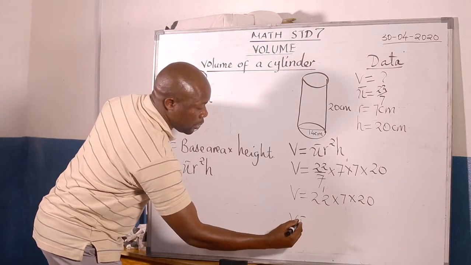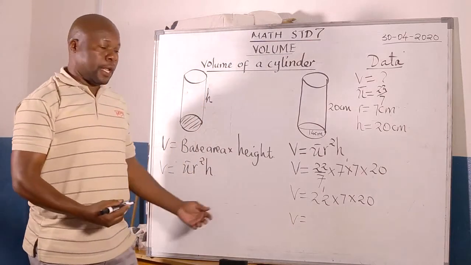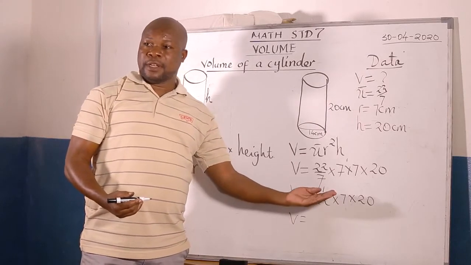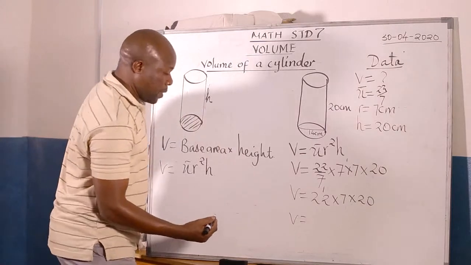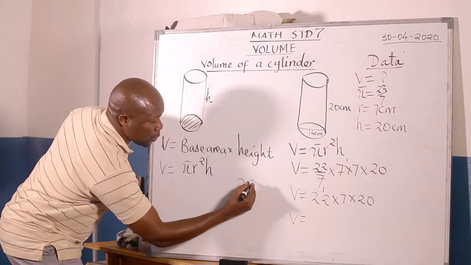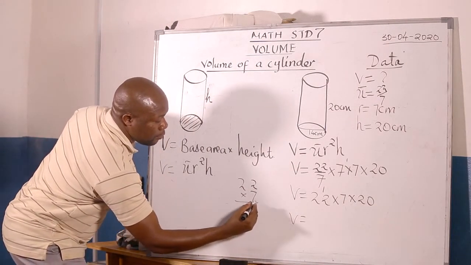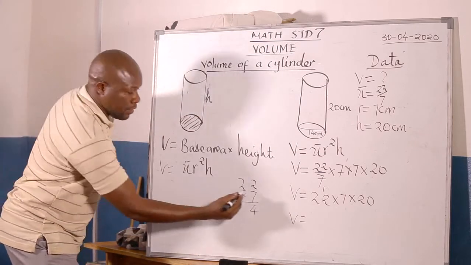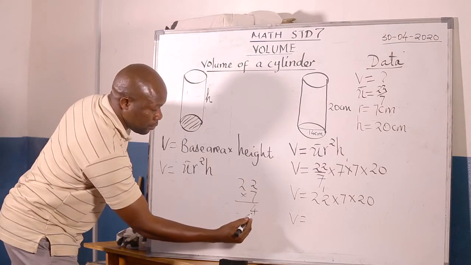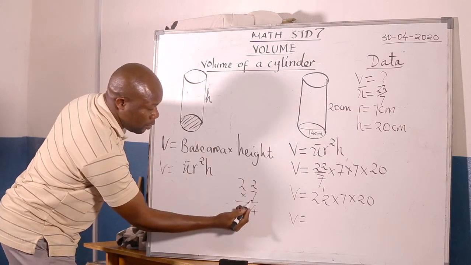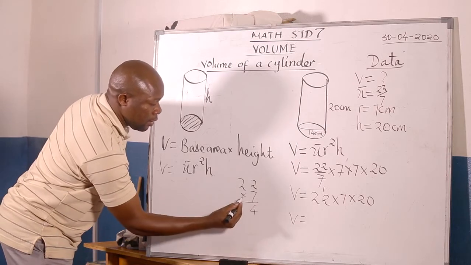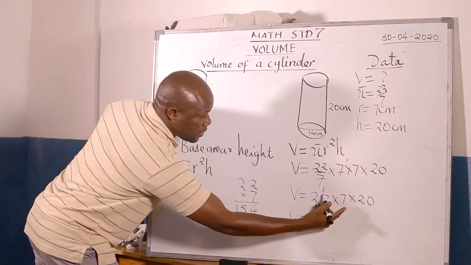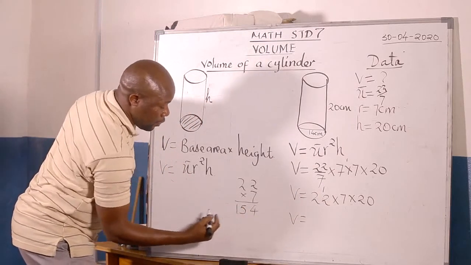The volume is equal to, dear pupil, let us multiply 22 times 7 times 20 together. Let us do it there. 22 times 7. What is 7 times 2? 7 times 2 is 14, we carry 1. What is 7 times 2? 7 times 2 is 14 plus the one we carried is 15. Therefore, 22 times 7 is 154.